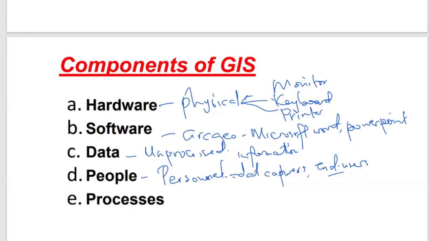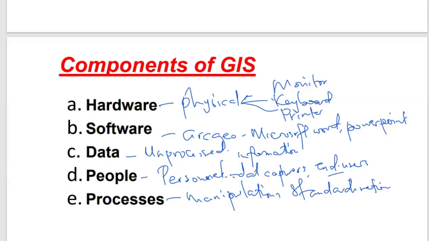Then we also have processes that happen. Processes like manipulation of data. We can talk of processes like standardization. Processes like sharing of data. Those are the different processes that happen throughout the GIS process.